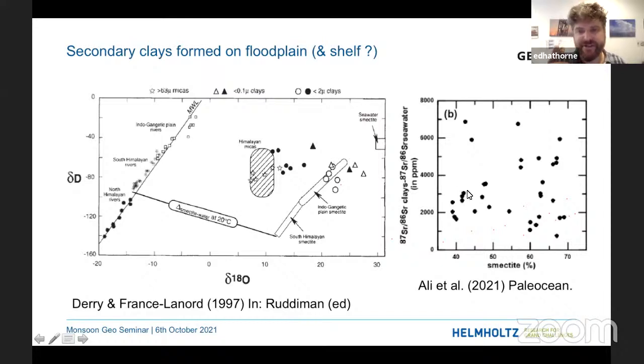So it could be that there is secondary mineral formation on the shelf. There could be reverse weathering, it probably is. But the strontium that's being incorporated in the clays during this process is all terrigenous, derived from the rivers.